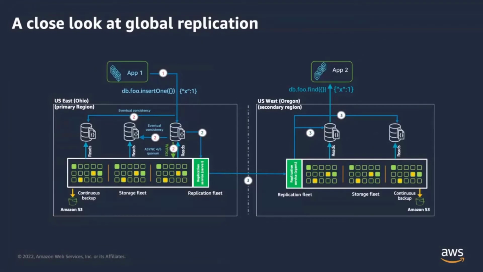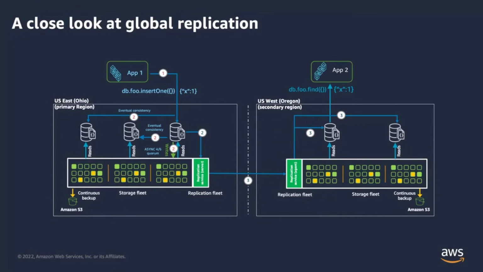Let's take a little bit closer look at what happens under the hood. So let's say an application is writing data to the primary region. Here our application app1 inserts a document, db.foo.insert1, a MongoDB API, and hence the MongoDB compatibility. So the application sends this write request to the primary instance.